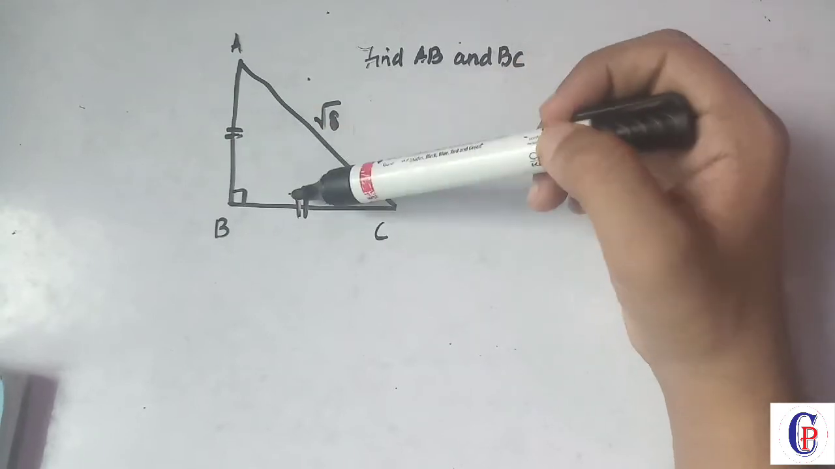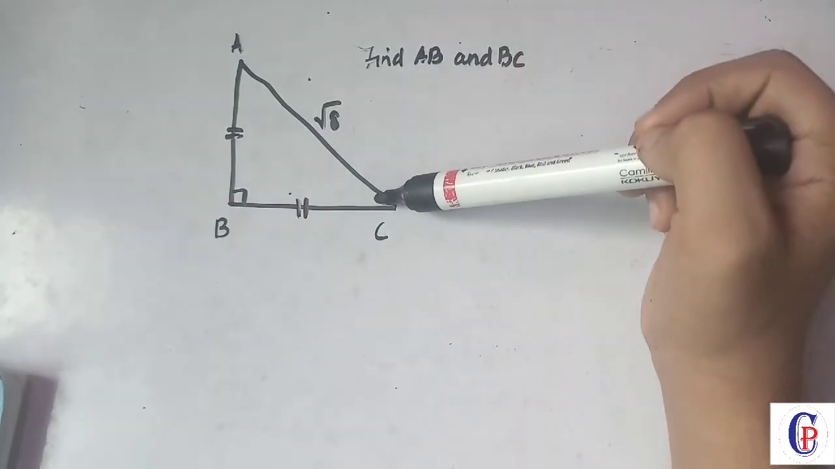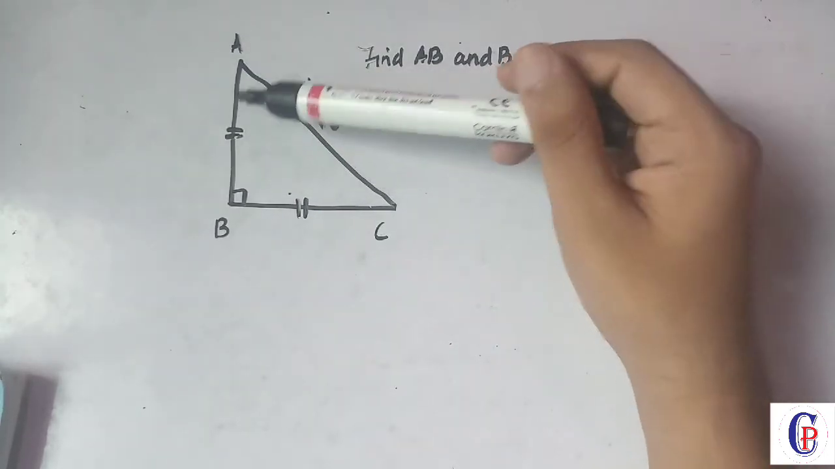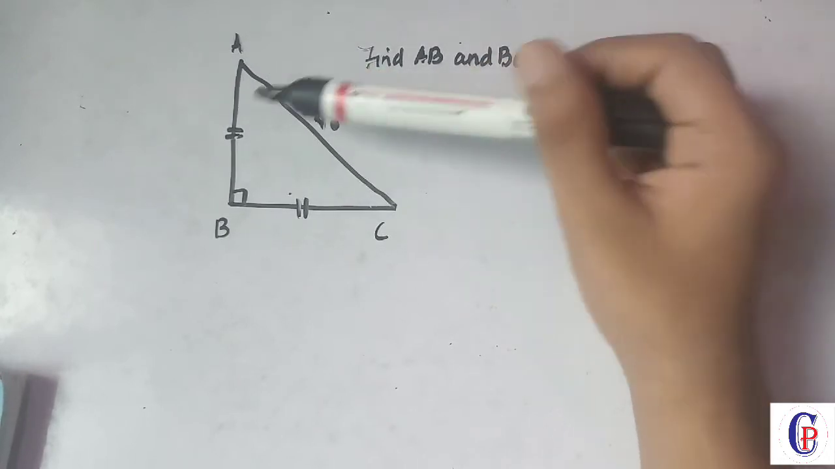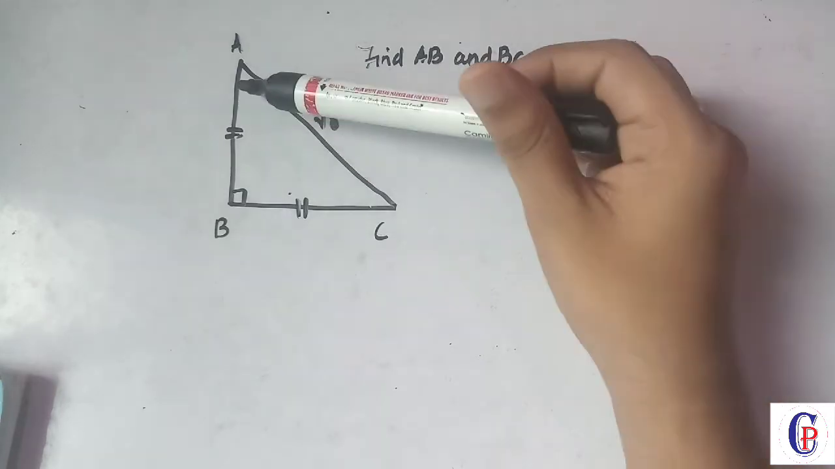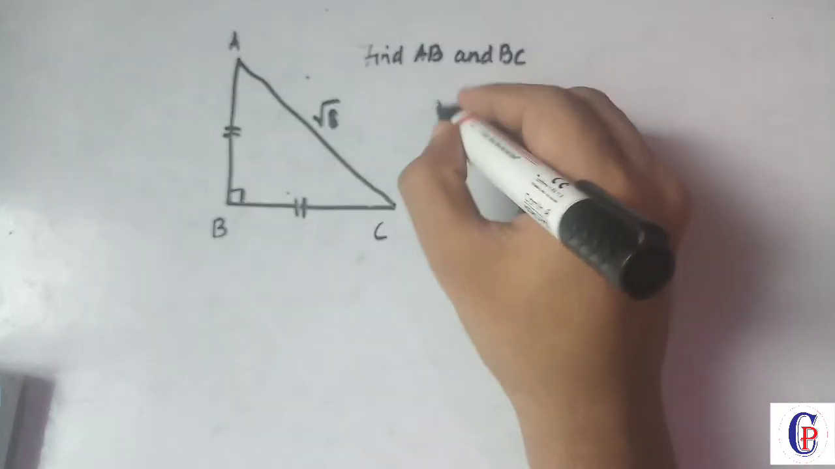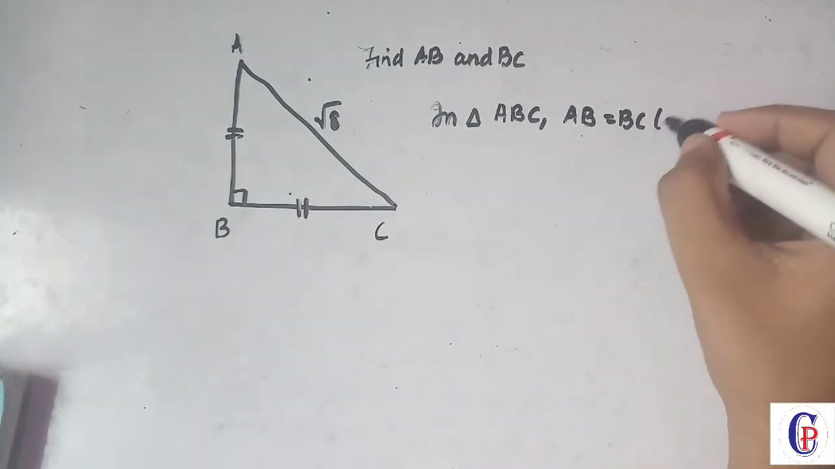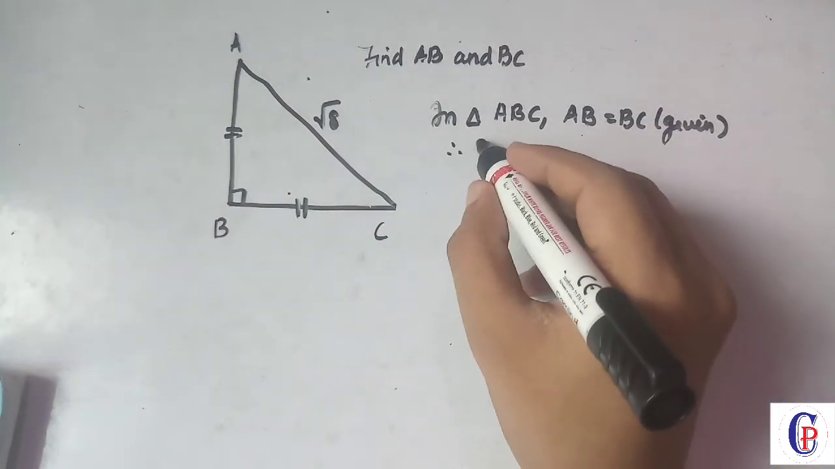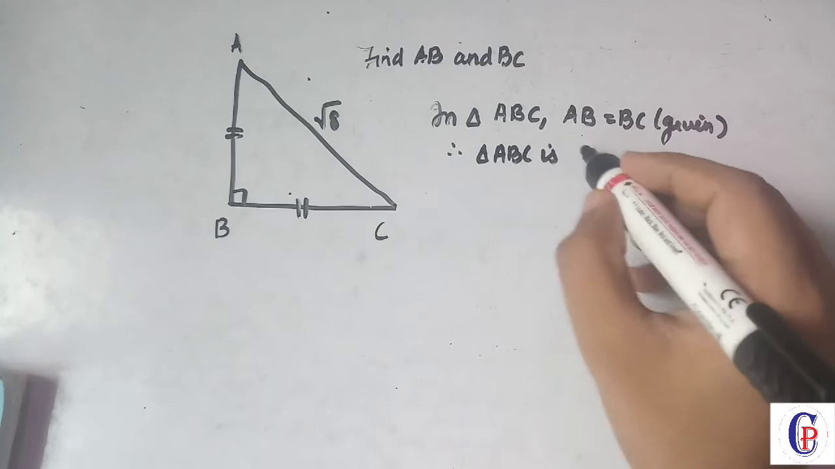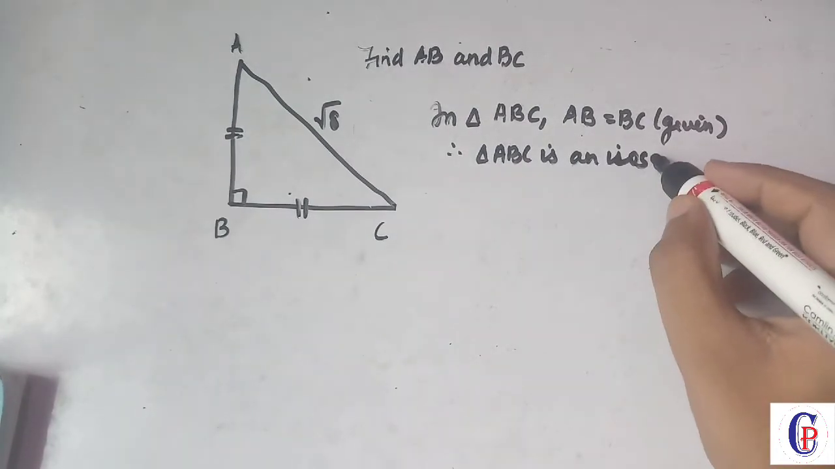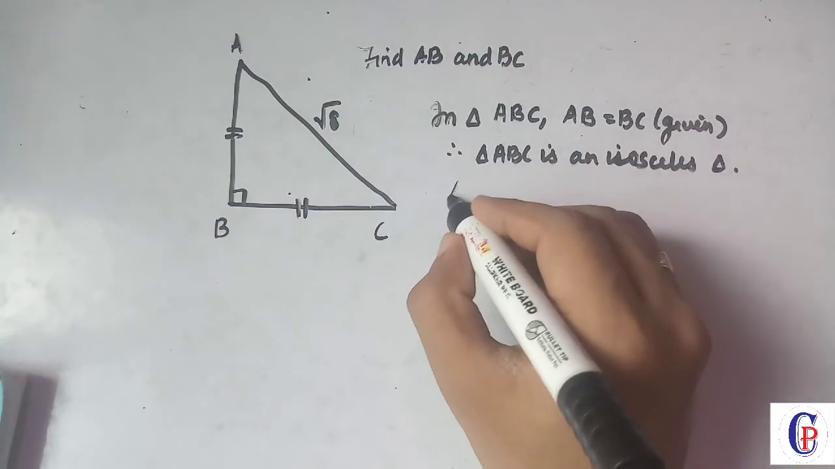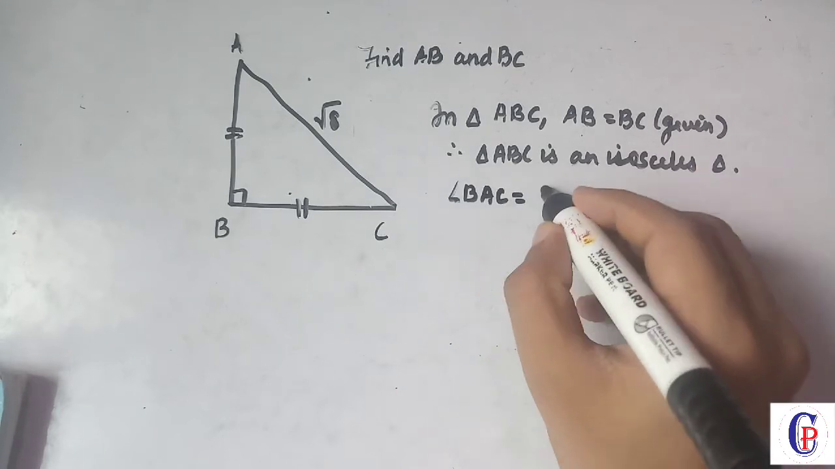Since these two sides are equal, the angle opposite to this side and this angle, they both are equal because they are opposite to the equal sides. So we can write here that in triangle ABC, AB is equal to BC. It was given. Therefore, triangle ABC is an isosceles triangle. So this gives you the result that angle BAC is equal to angle BCA.